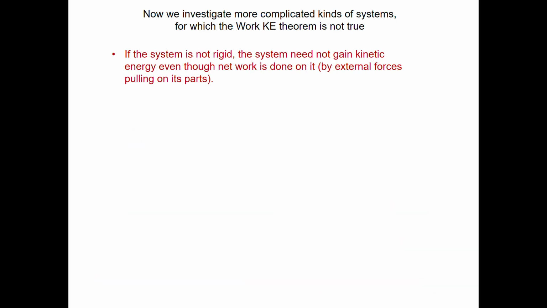So what we're going to develop now is a few examples that show that if the system isn't rigid, systems of this type, we might be able to do work on it by external forces, and yet the system will not gain kinetic energy. And so it's definitely in violation of the work kinetic energy theorem. So we'll be back to do that in a moment.